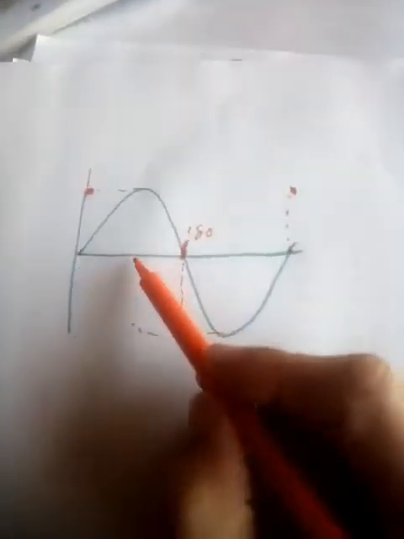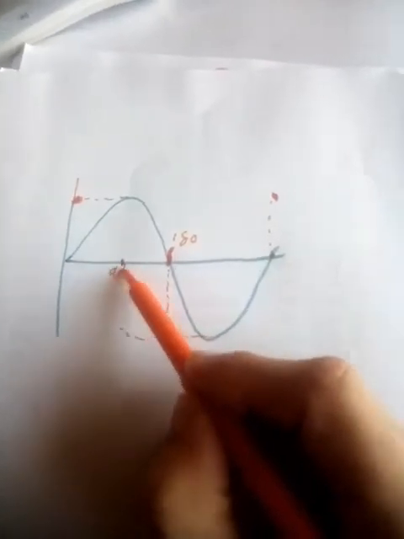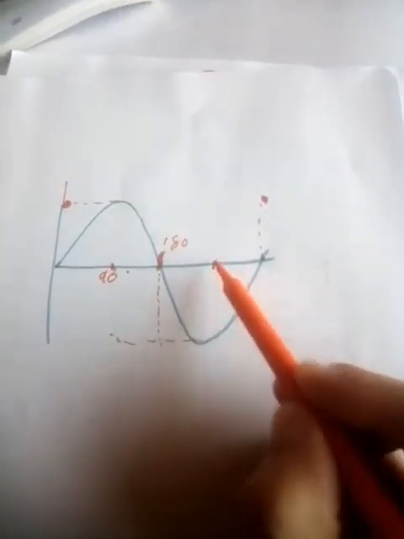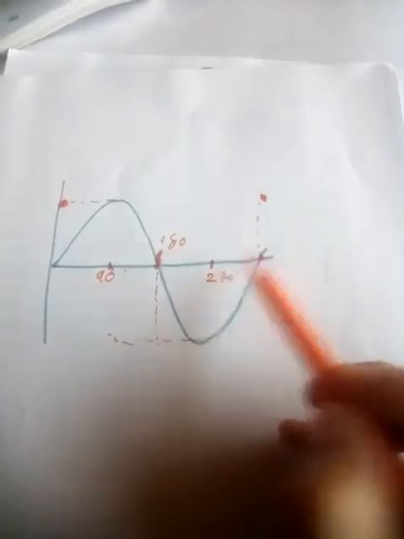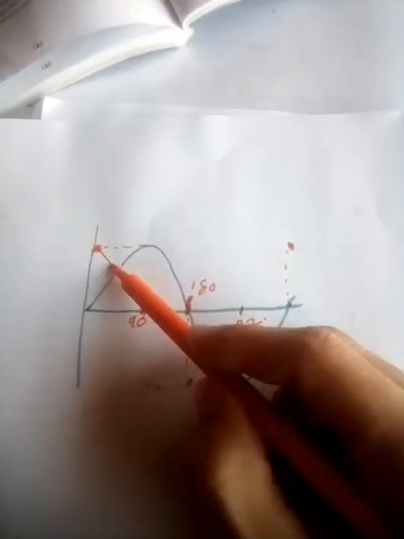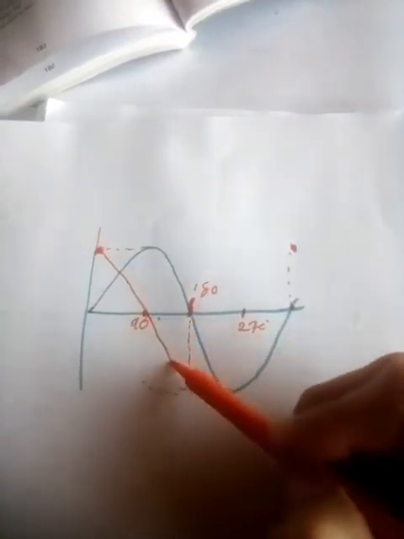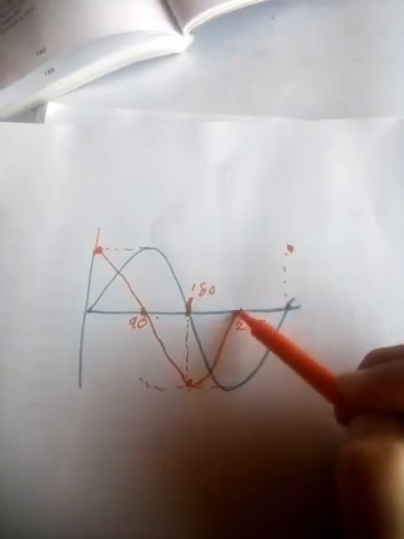It's 180. It's 90. The cosine graph will go in there. These are the things asked in the exam. They ask you to draw a cosine and sine graph.